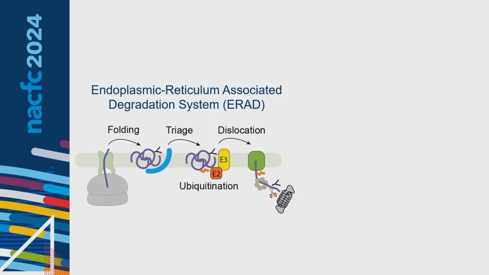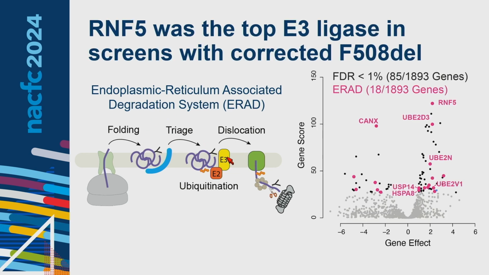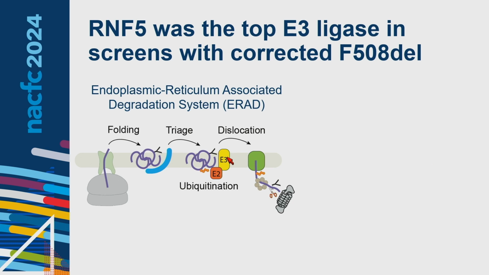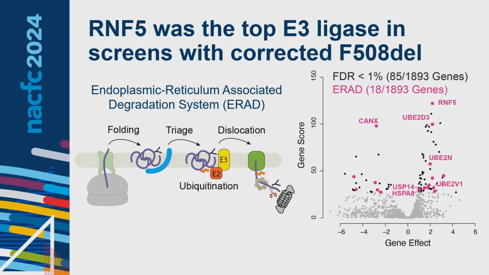To give you a brief overview, ERAD is the main protein quality control system in the cell. As CFTR gets translated at the ER, it folds and it gets triaged and ubiquitinated by the action of E2s and E3s, and dislocated from the ER membrane to the cytosolic proteasome. And RNF5 was the top E3 ligase in our screens with corrected F508del. You can see it here.